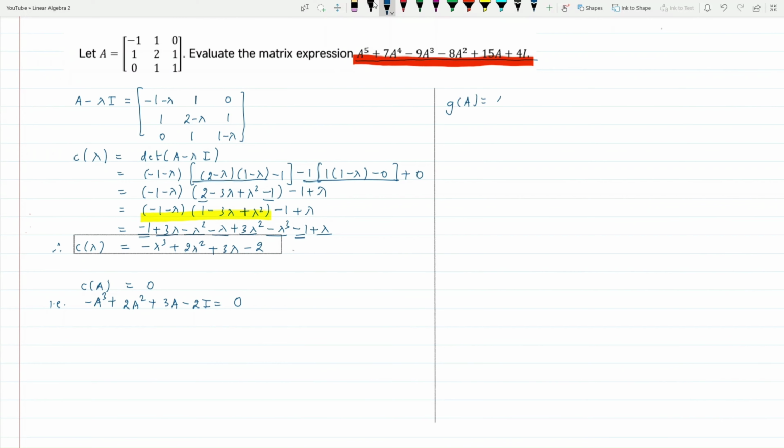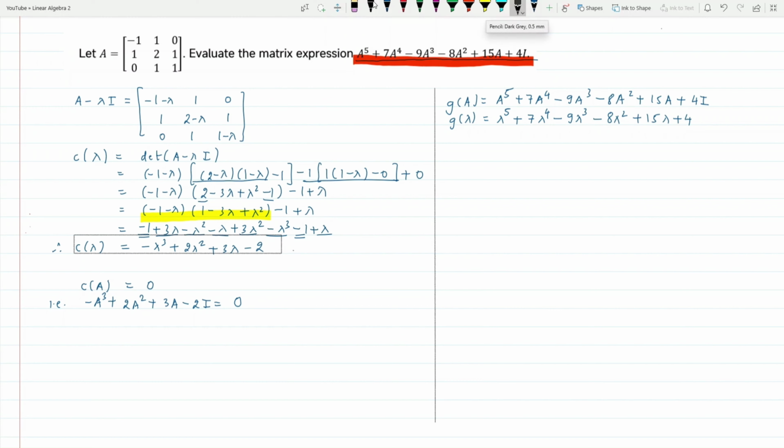So g of A is given as A raised to 5 plus 7A raised to 4 minus 9A cube minus 8A square plus 15 times A plus 4 times of I. If we replace A by lambda, we get g of lambda is equal to lambda raised to 5 plus 7 times lambda raised to 4 minus 9 lambda cube minus 8 lambda square plus 15 lambda plus 4.